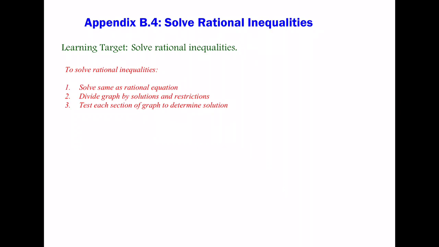And then you're going to divide up a number line by the solutions and the restrictions. So we also have to look at what those restrictions are. And then we're going to test each section that the solution and the restrictions give us. So let's take a look at a couple examples here.